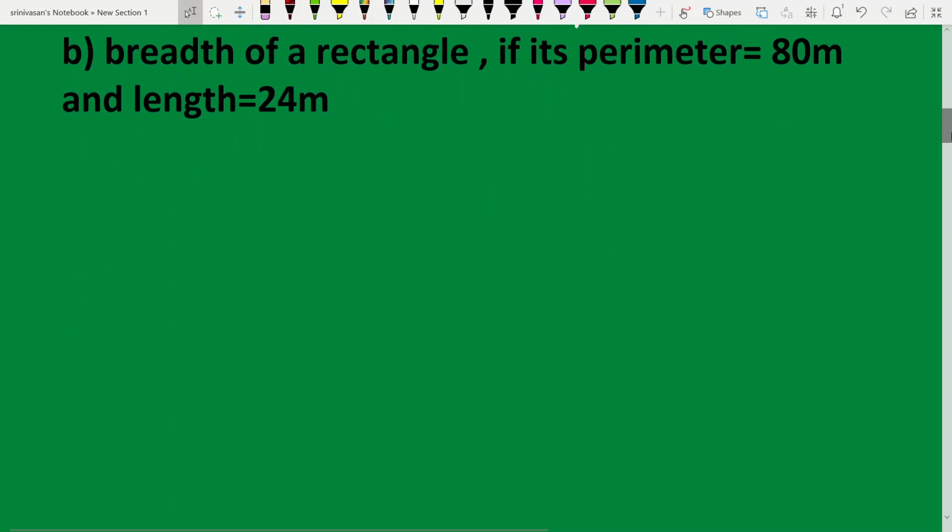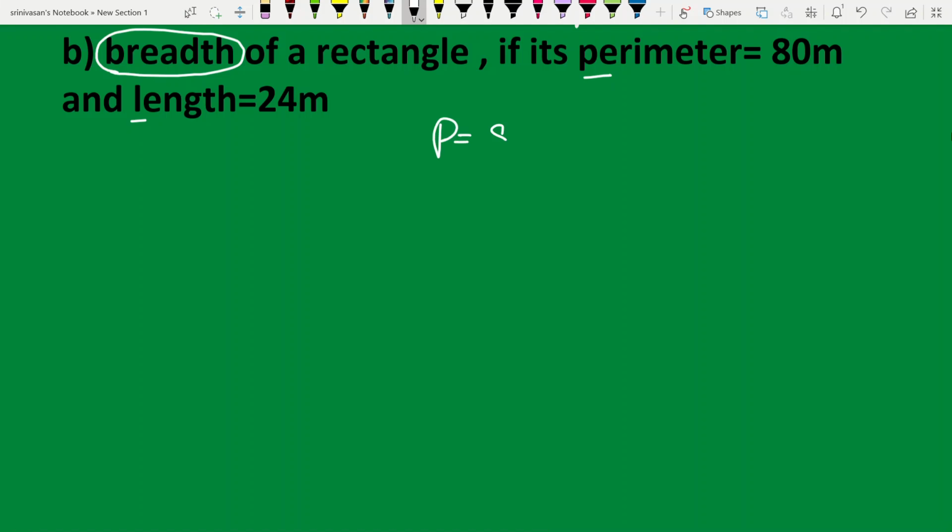In the second sum, we are going to find out the breadth of a rectangle. Here the perimeter and the length is given. Perimeter equal 80 meter. Listen, when you are writing the units, you should copy it correctly. Here the perimeter is 80 meter and the length is 24 meter. These are the given things.